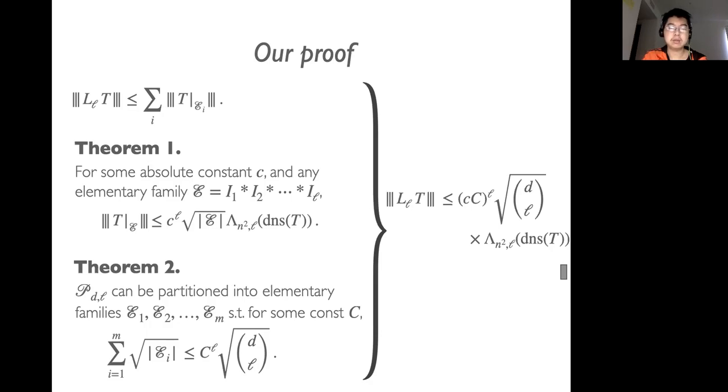Now let me make a quick comment. Theorem 2 is not true as I stated it. In our paper, we need to define the elementary family in a more sophisticated way. Namely, we allow picking up to 2 variables from one interval.